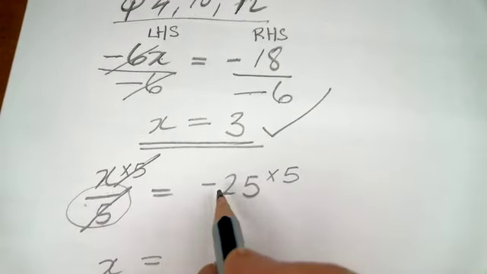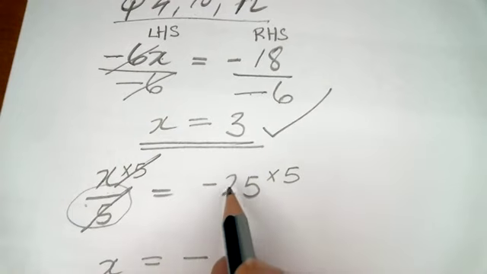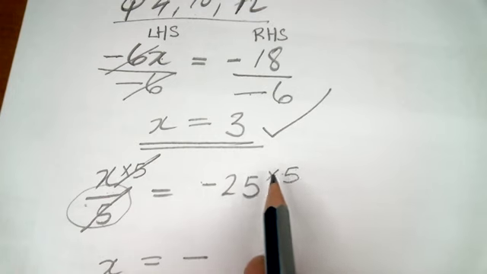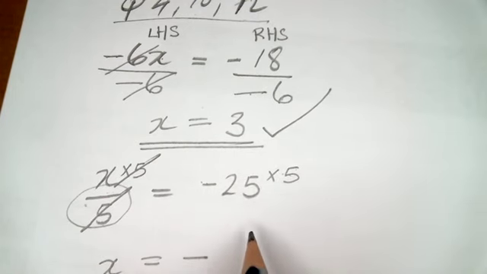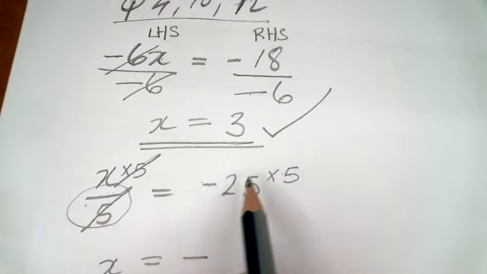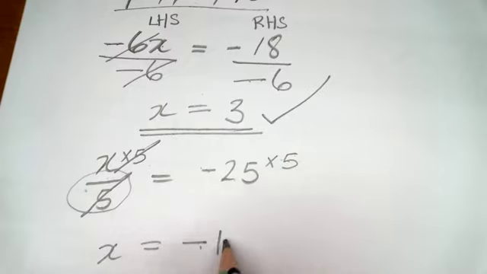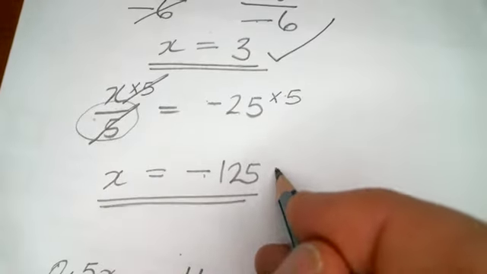And 5 times negative 25, well, the answer is going to have to be negative because if only one of them is negative... if both of them were negative, if the signs were the same, it would be positive. So if both negative, or both positive, the answer would be positive. But if one of them is negative, the answer is negative. And 5 lots of 25 are 125. So there is my solution.